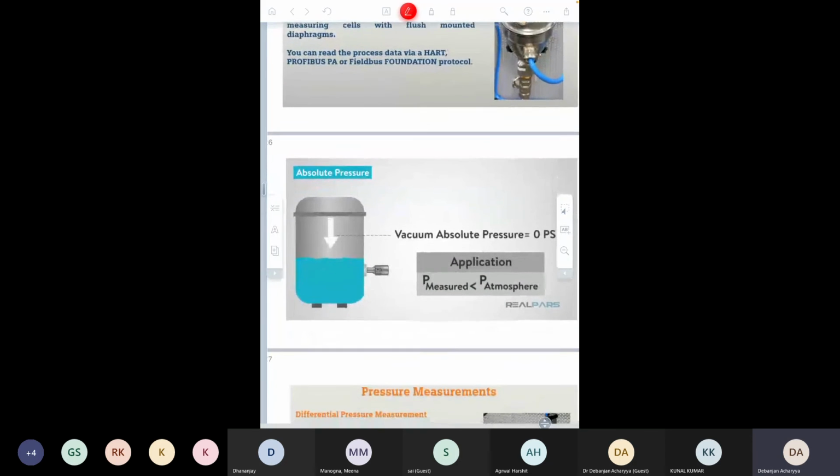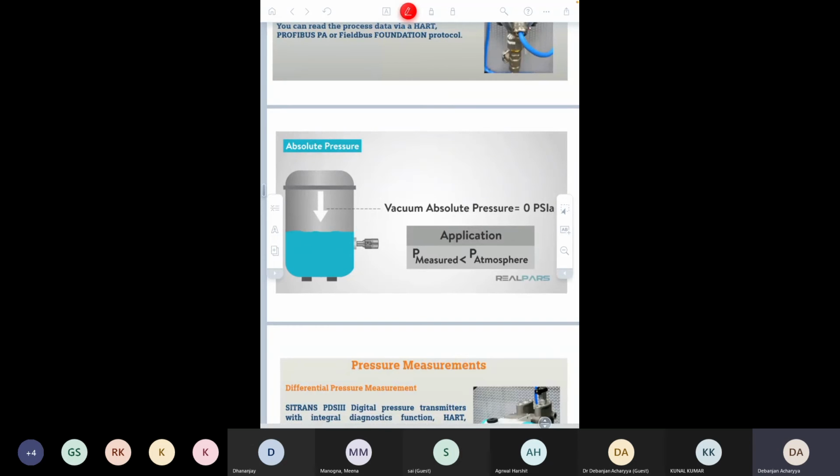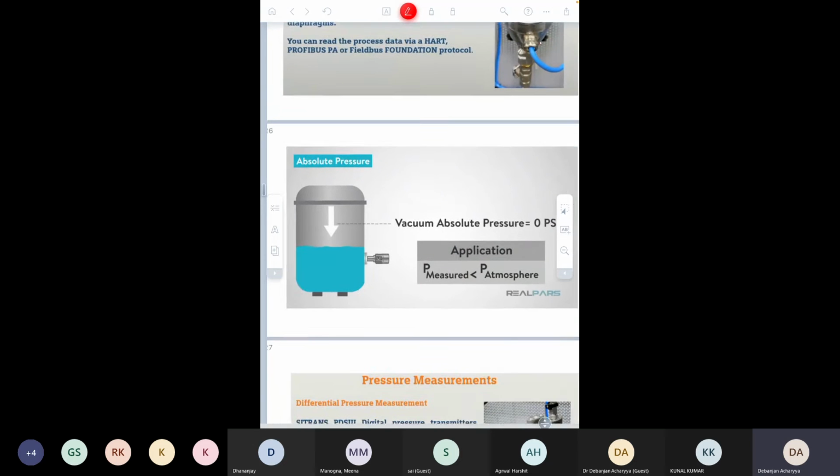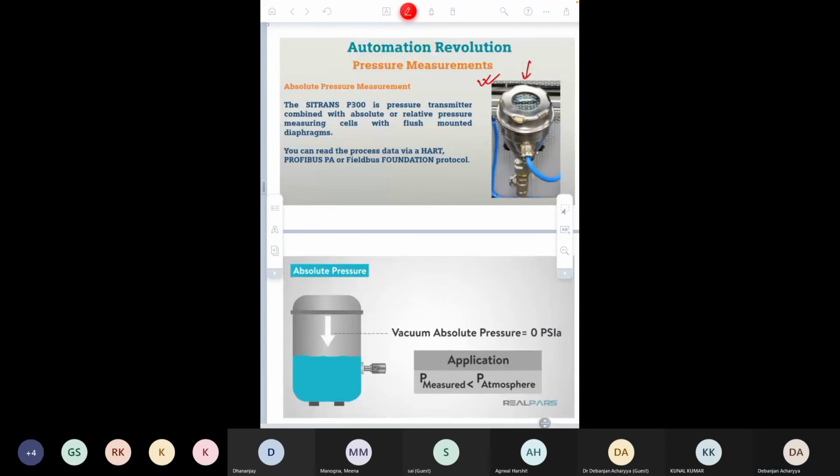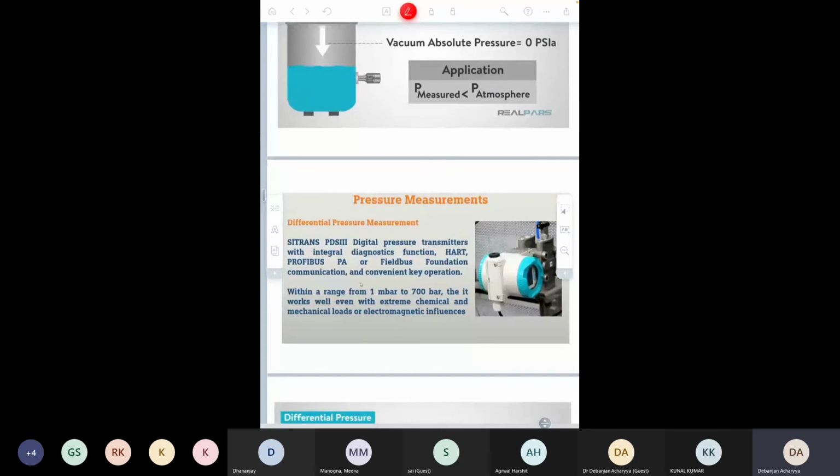Now coming to the differential pressure type sensor, there is an example: the SITRANS P DS3 is a digital pressure transmitter with integral diagnostics function, with HART and PROFIBUS PA or FOUNDATION Fieldbus protocols, and the range is from 1 millibar to 700 bar. It works well even with extreme chemical and mechanical loads or electromagnetic influence.